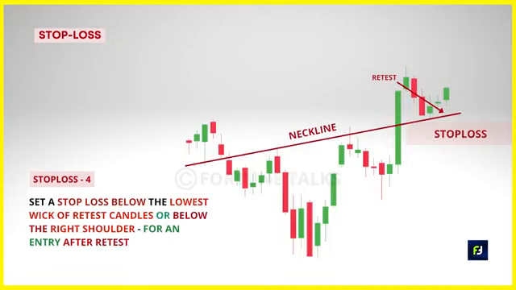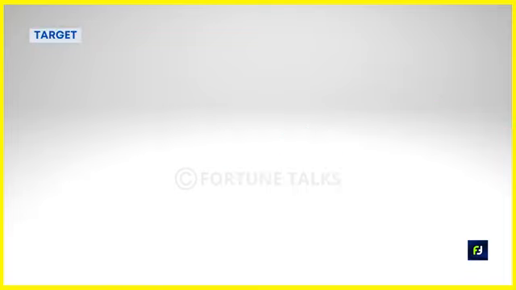Now the last method is if you are entering the trades after a retest. In this scenario, the stop loss can be placed just below the lowest wick of the group of retest candles, or you can be more conservative and place your stop loss below the right shoulder of the pattern to save yourself from long wicks. Now we will take a look at how to exit from our trade for maximum profits.